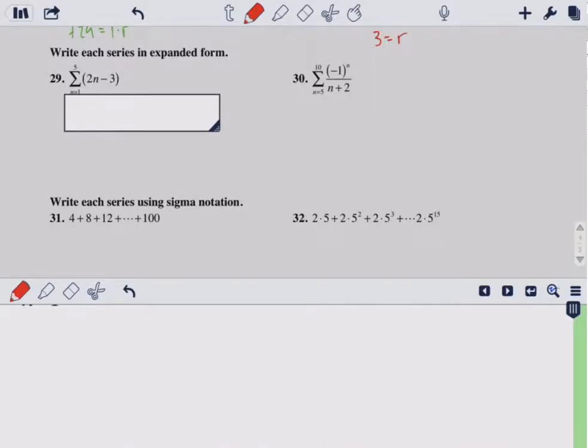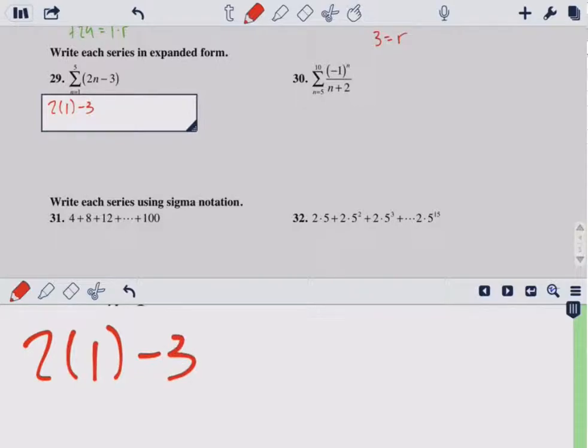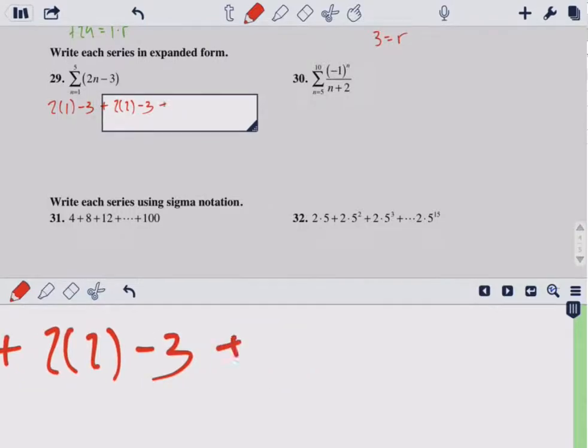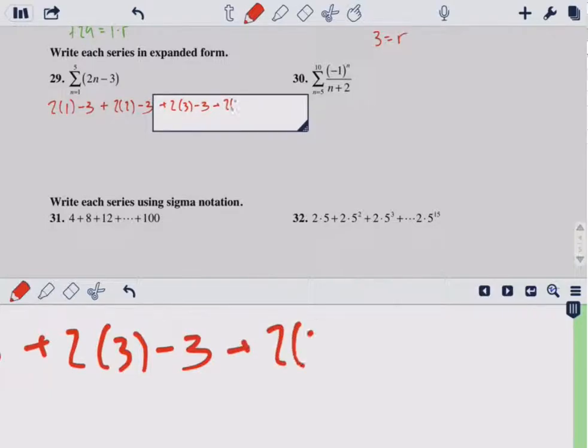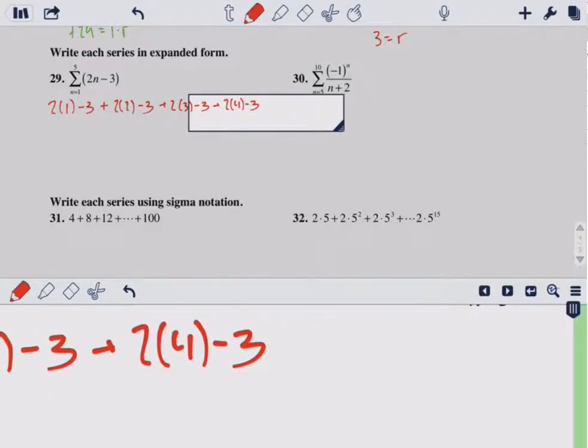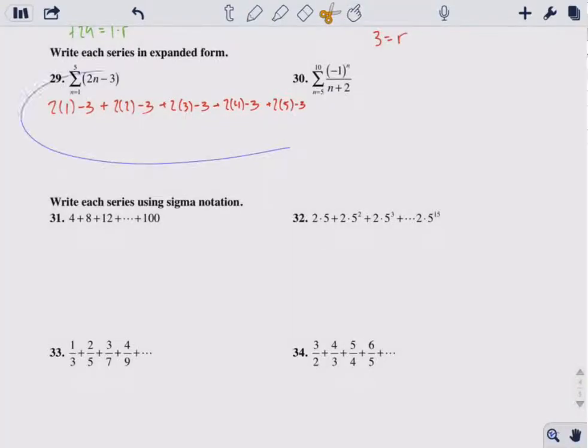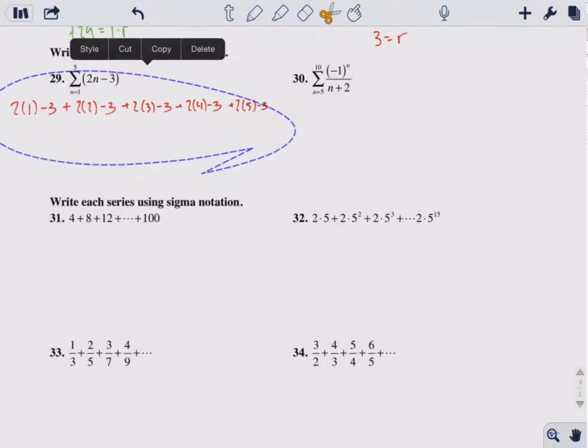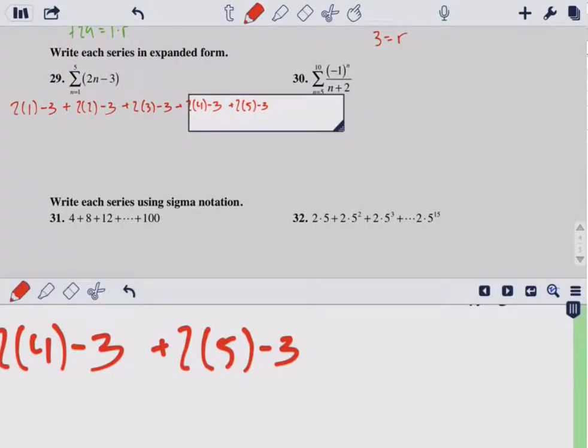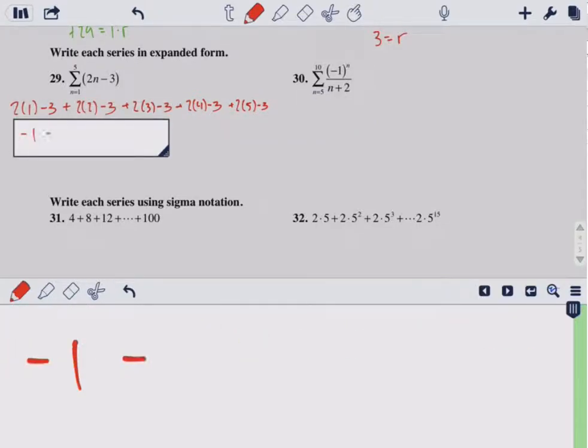Okay, write each series in expanded form. So that's 2 times 1 minus 3 plus 2 times 2 minus 3 plus 2 times 3 minus 3 plus 2 times 4 minus 3 plus 2 times 5 minus 3. I'll slide this over a little bit to make sure I have enough room. Then I just simplify each of those pieces. That's -1 plus 1 plus 3 plus 5 plus 7.